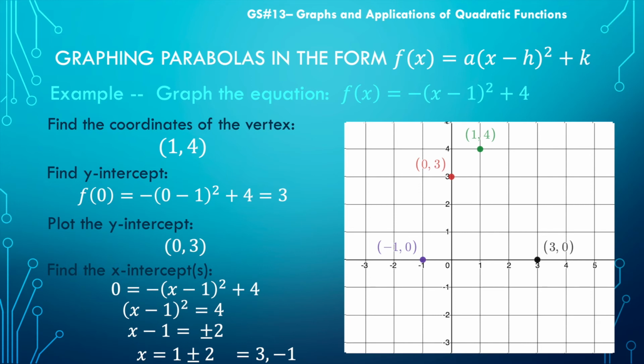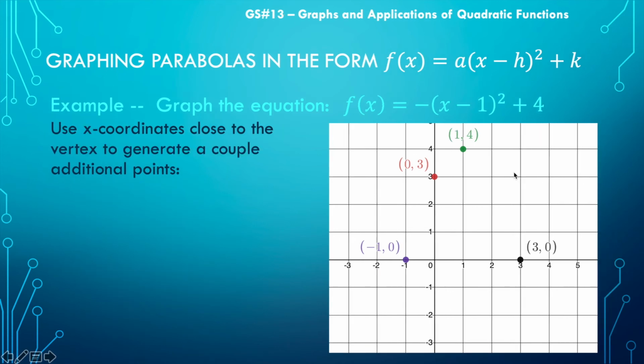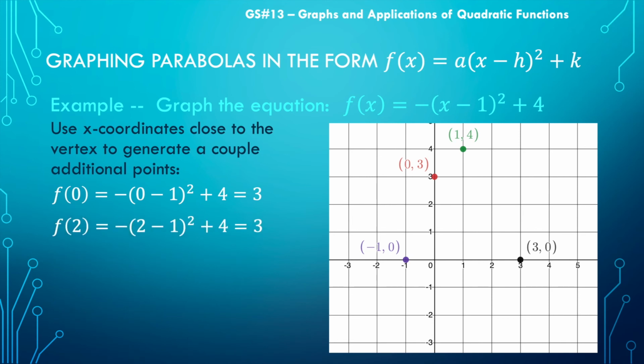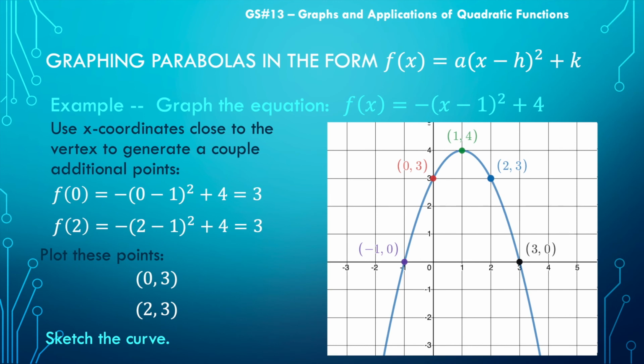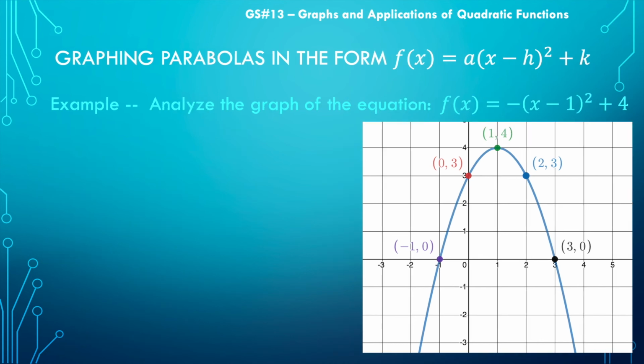And remember what we did last time? We looked at our vertex and then chose x values, one directly to the left and one directly to the right, and found some additional points. Now, if I do f(0), I already know that, but I know f(2) will be 3 as well. So if I plot (2, 3), add that to my graph, I have a really nice upside down U shape taking place. So when I sketch it, oh, look at that, how pretty. We've got that upside down parabola. So now let's analyze it.